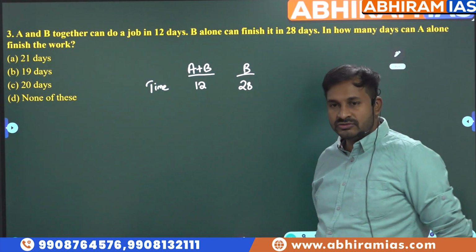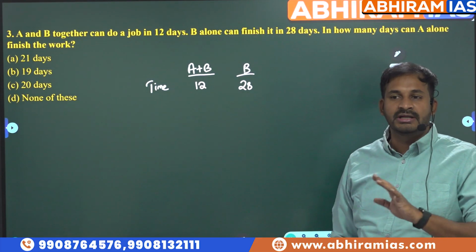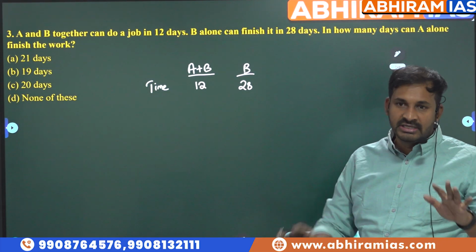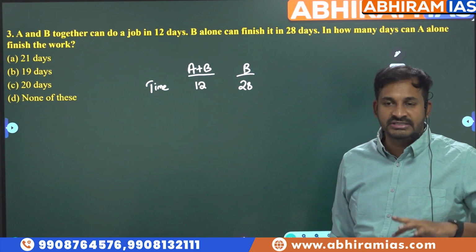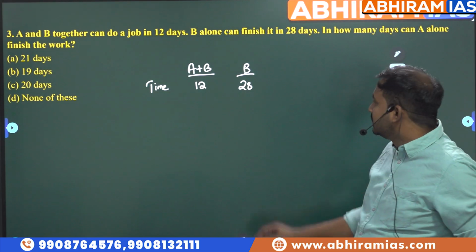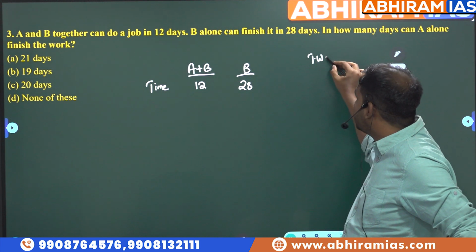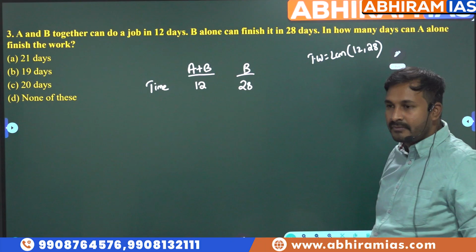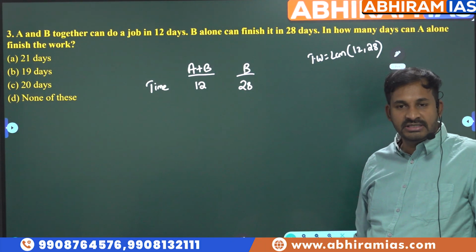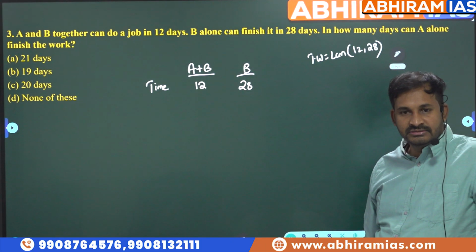28 days. Now students, whether they give you combined time or individual time, it doesn't matter for us. Simply take the LCM of whatever times they have given you. Simply find total work, which is equal to the LCM of 12 and 28. What is the LCM of 12 and 28, students?